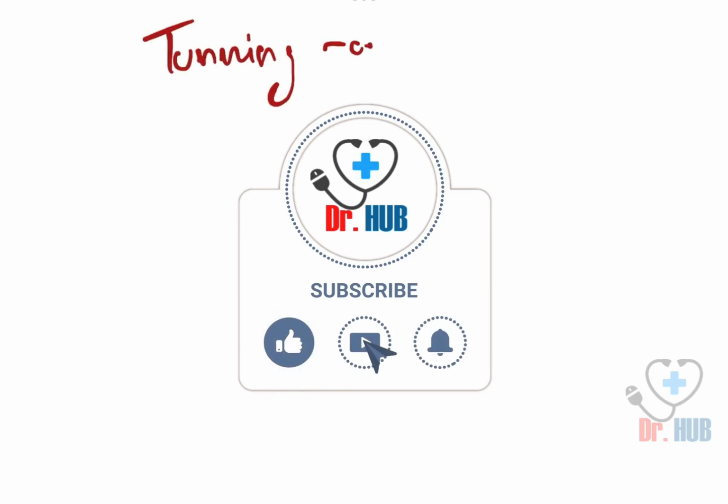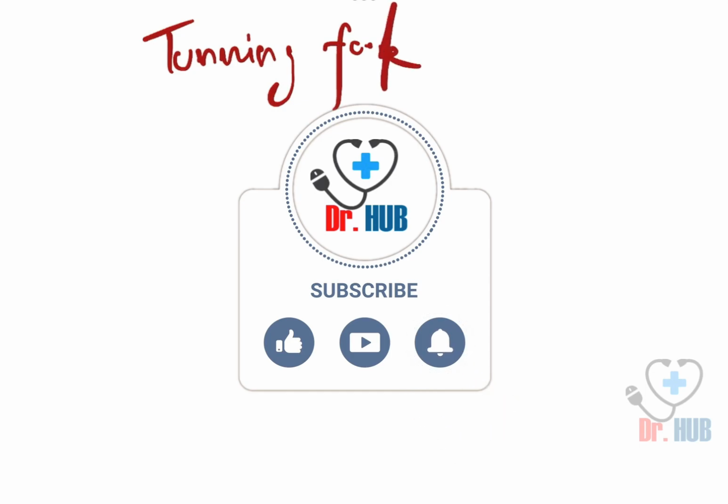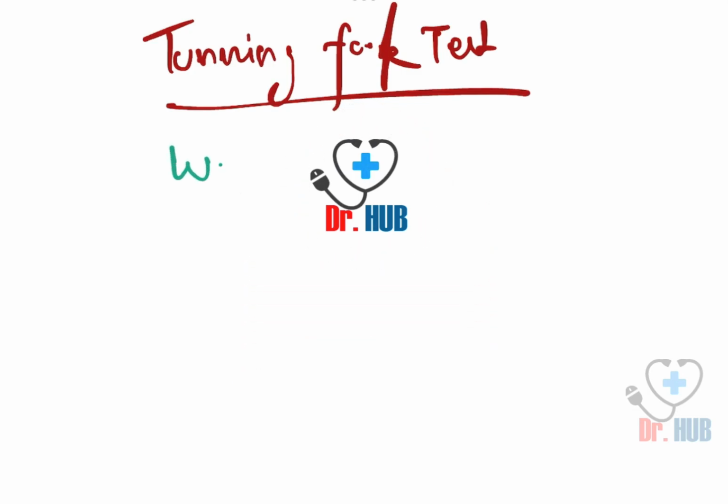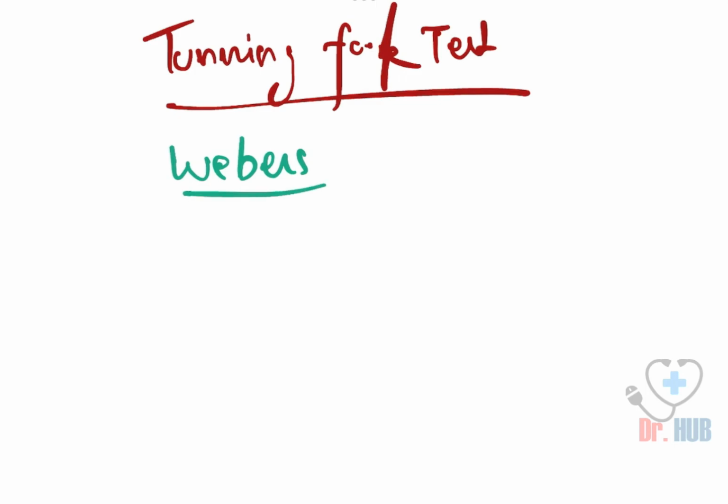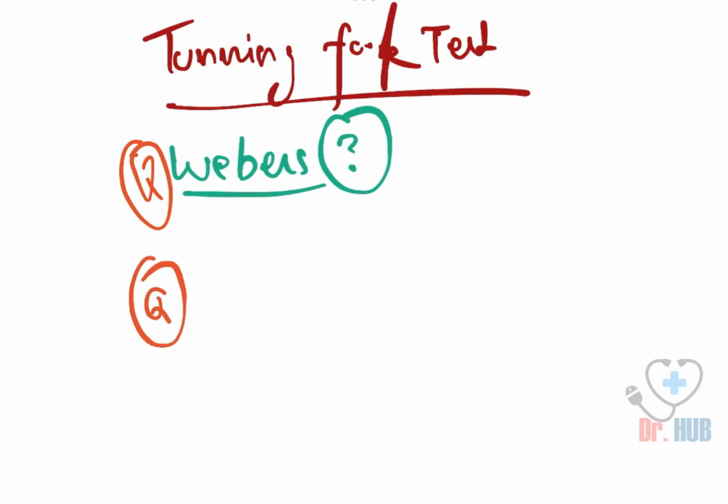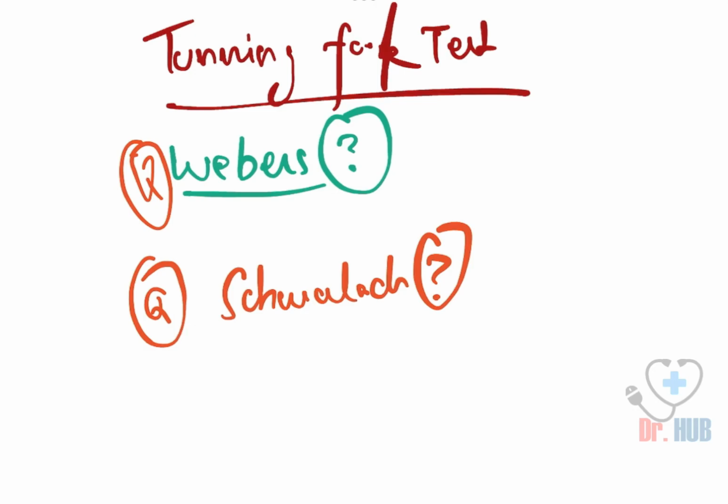Tuning fork test. So this is the topic. The questions are: what happens in the Weber's test? What is the inference? Next question, in case of the Schwabach's test, what are the findings?